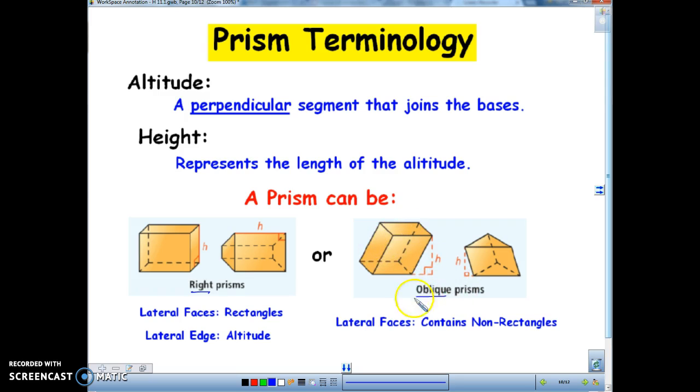I like to imagine oblique prisms as like a deck of cards that have kind of been shifted to the side. They still have the same base on the top and bottom, just like a deck of cards would, but the height is the same, but it's just slightly off kilter.